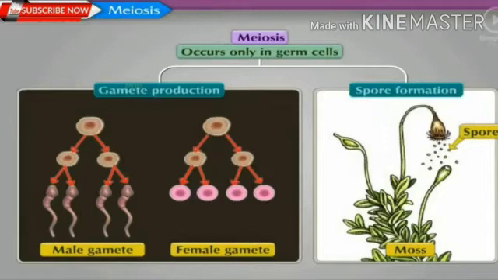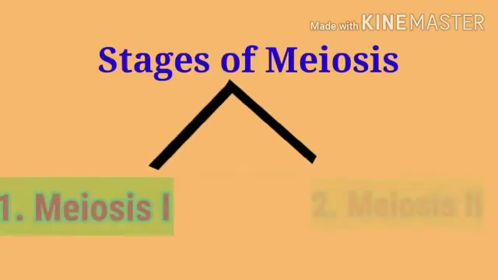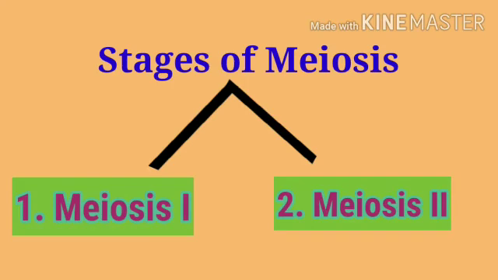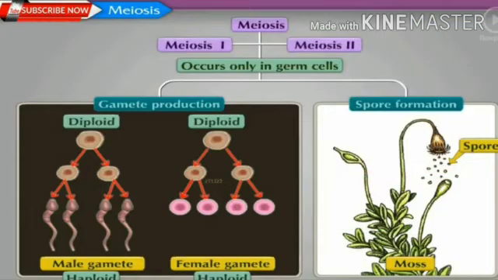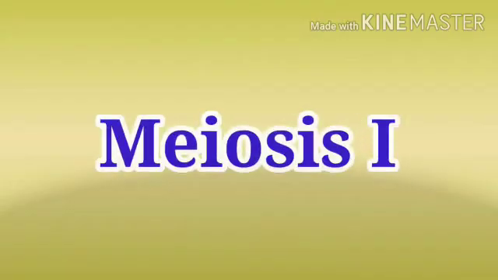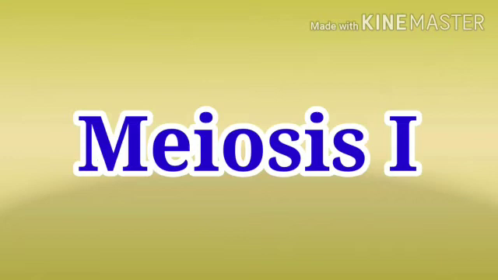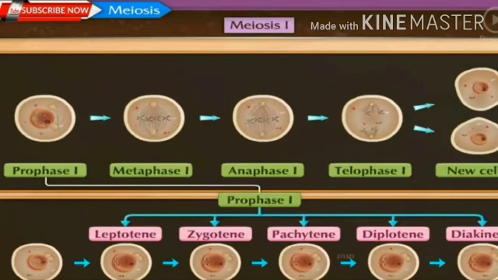In meiosis, from one diploid cell, there is a formation of 4 haploid cells. Diploid means the cell has 2n number of chromosomes, and haploid means there is n number of chromosomes. Meiosis is completed in 2 stages, Meiosis First and Meiosis Second. Let's start with Meiosis First. This process is completed through several steps.